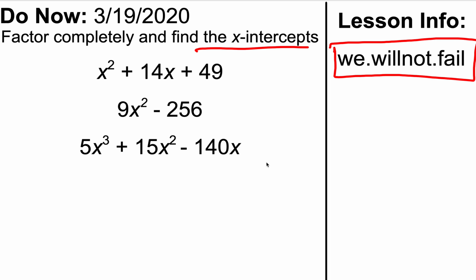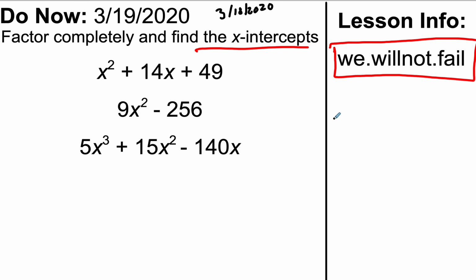Okay, so for this Do Now, we are going to talk about factoring completely. Please make sure before you proceed with this, and this should be in the lesson notes for this day's class, that you've seen the lesson for 318 2020.